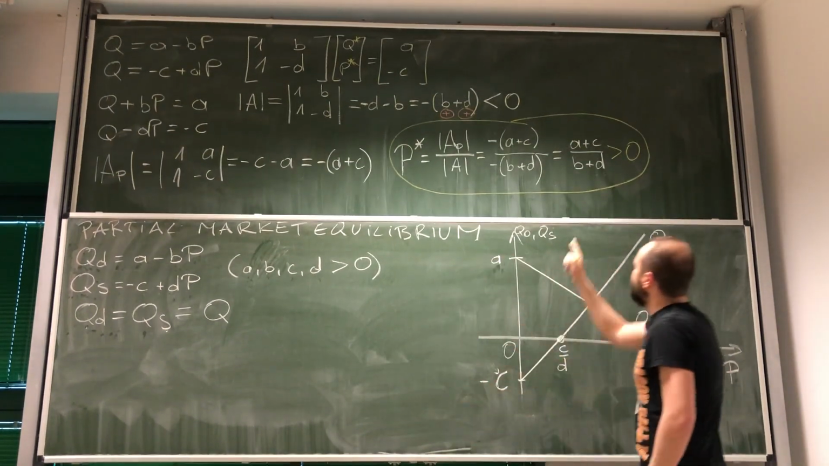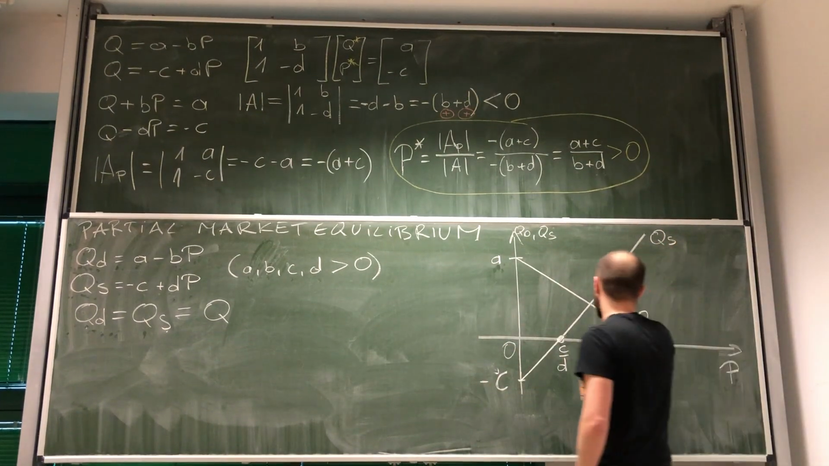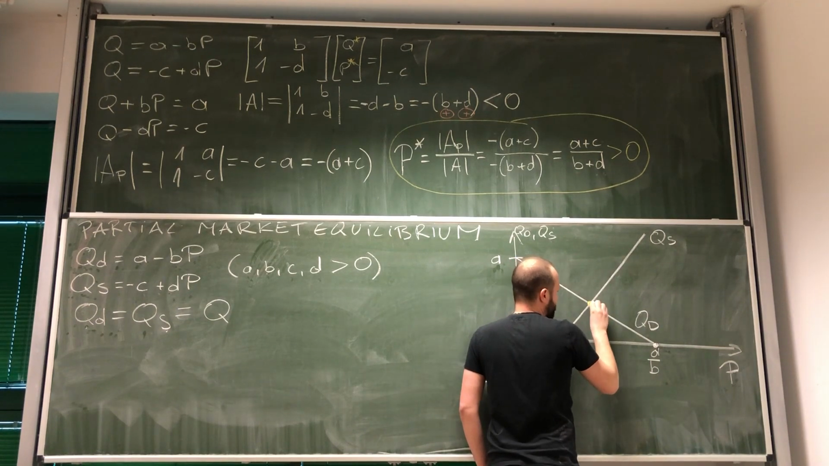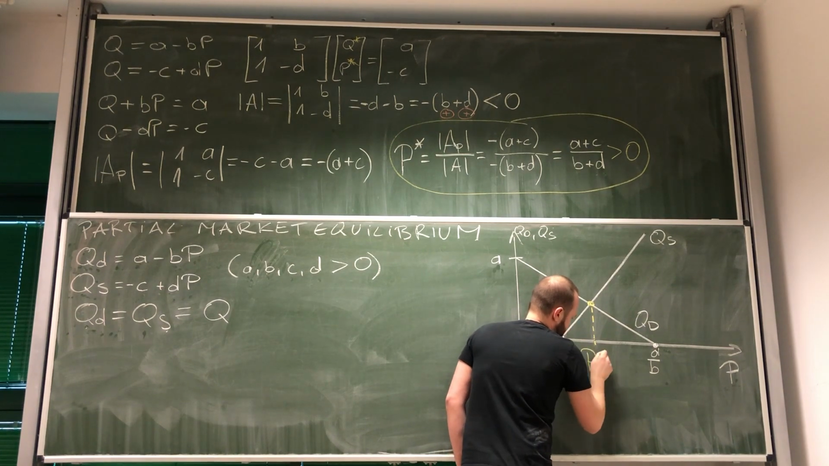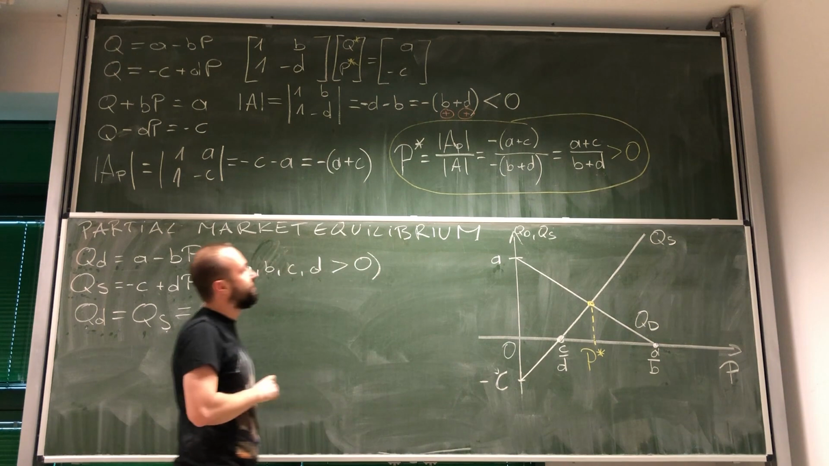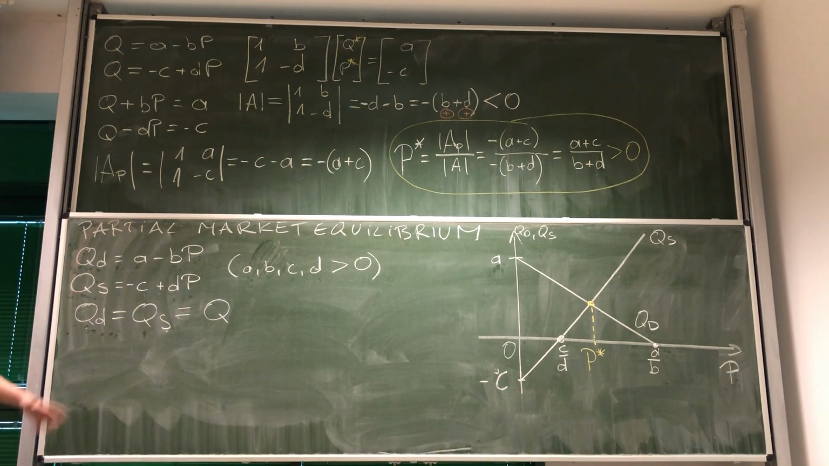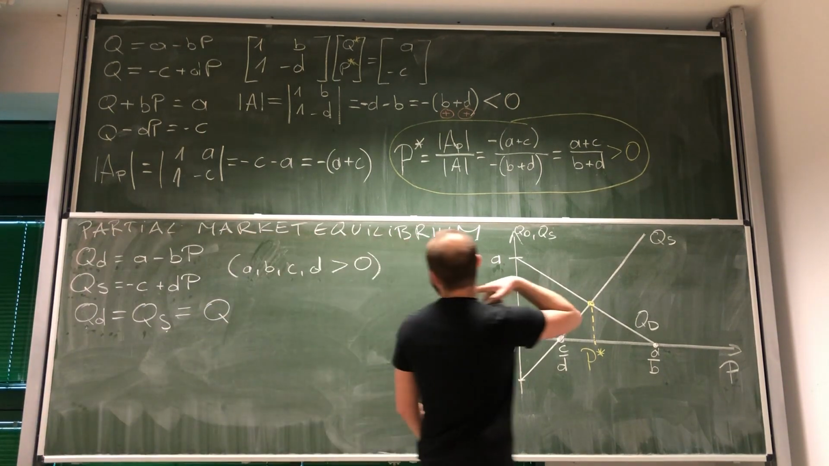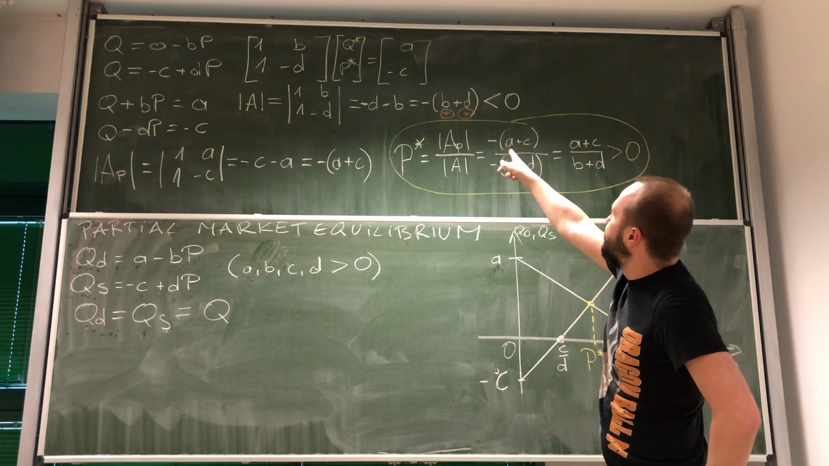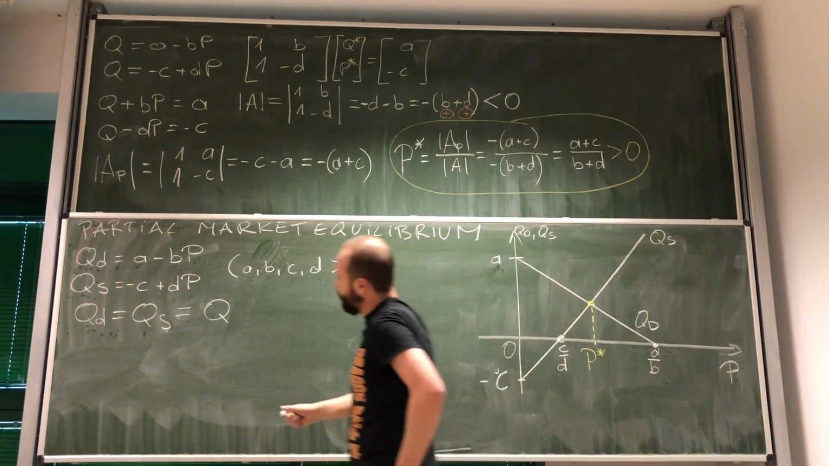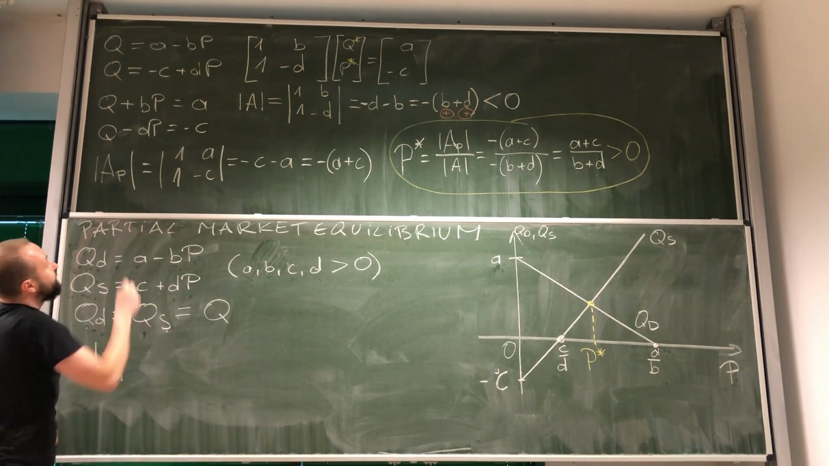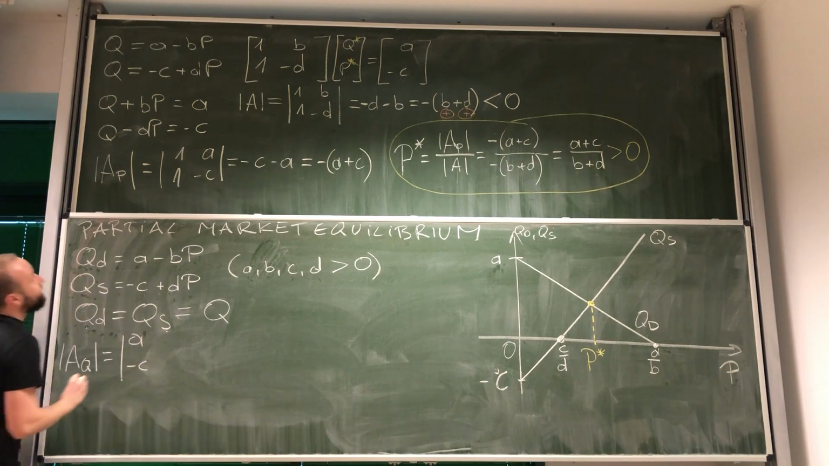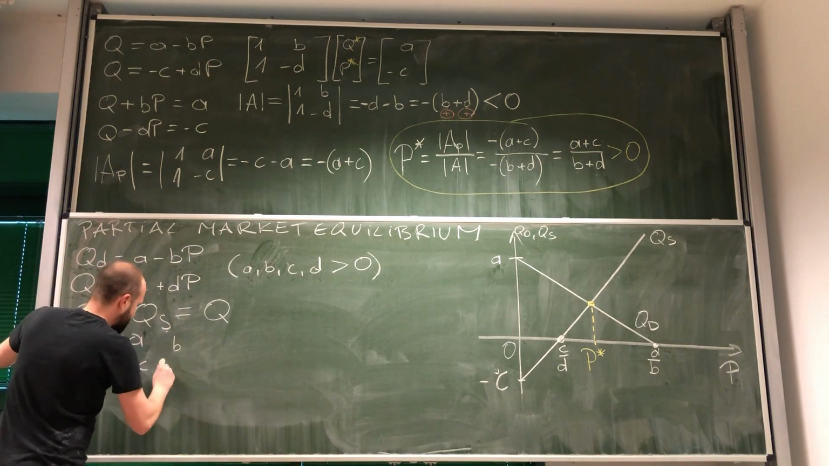Okay, so look, now, knowing this, I can put equilibrium price on the graph. Okay, now that we have equilibrium price, let's go for equilibrium quantity. So now we are replacing the first column, right? So we calculate A_Q. We put there A minus C, we've got B minus D.